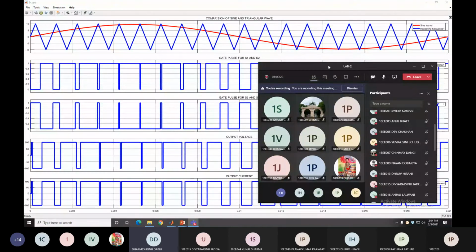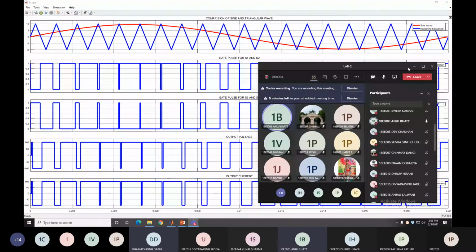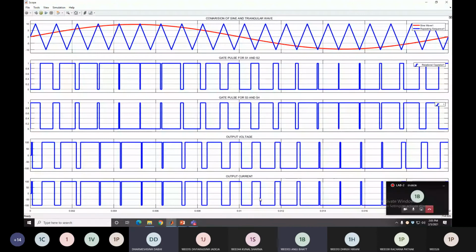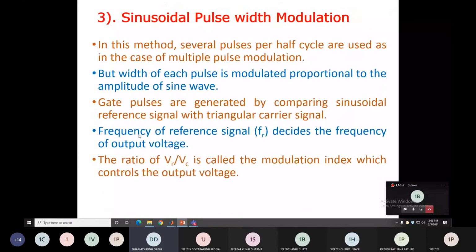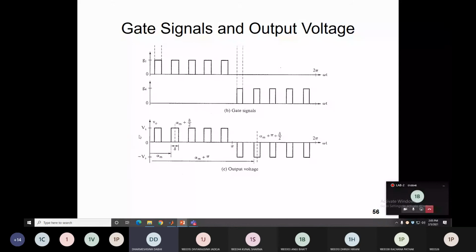Yes, Anuj. What is the difference between the output voltage of multiple pulse PWM technique and this? Sir, the average value is nearer to the sine value in this multi-pulse modulation. See the output of multiple pulse modulation. Let's repeat again. See, this is the output of multiple pulse modulation.